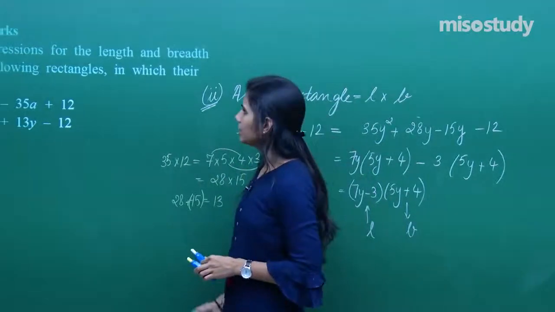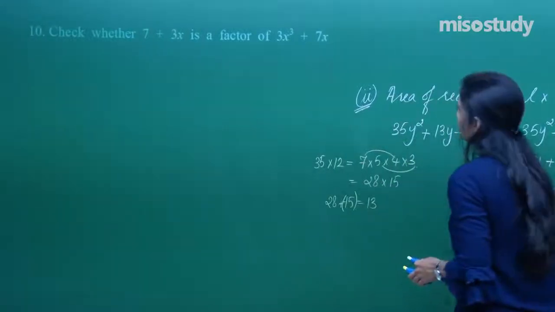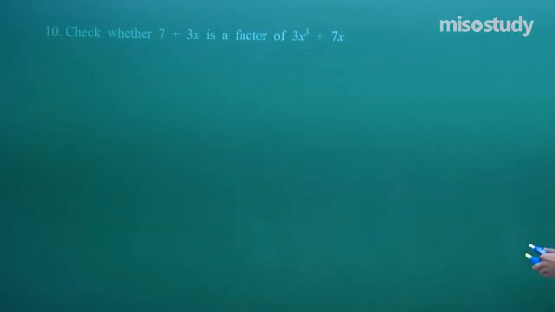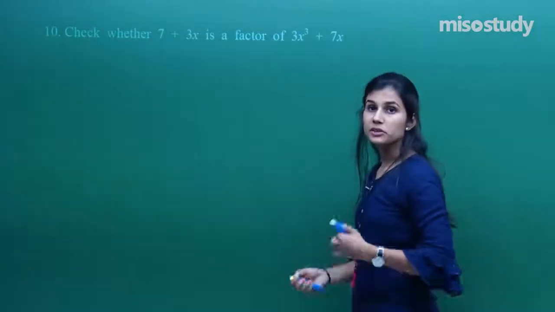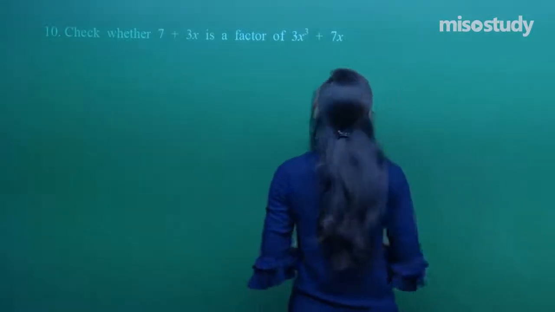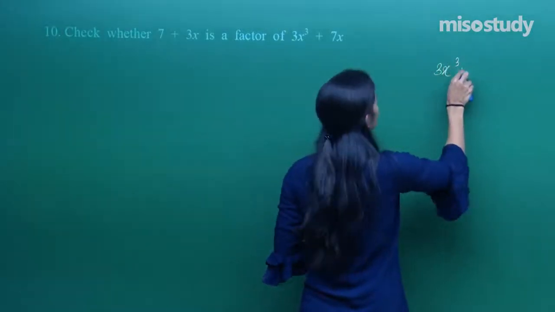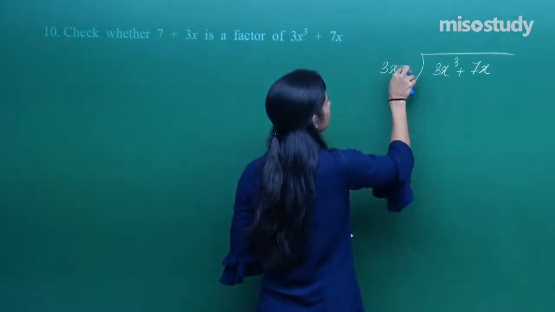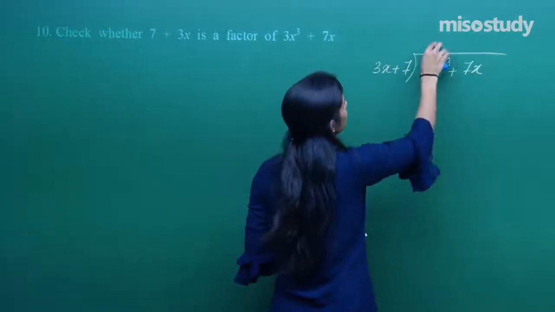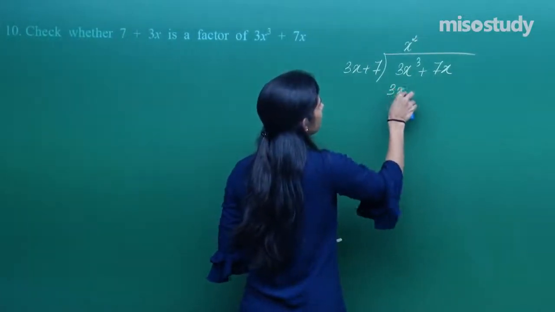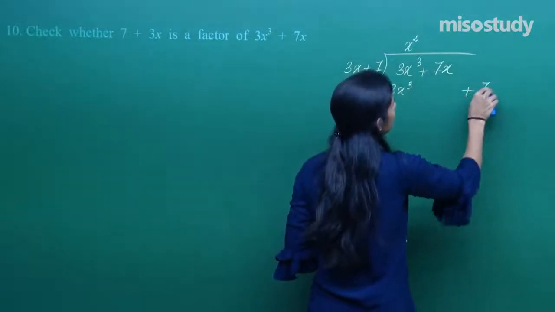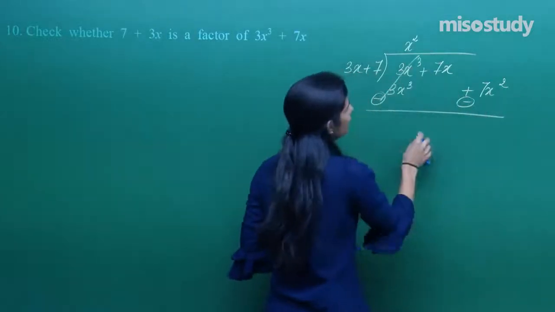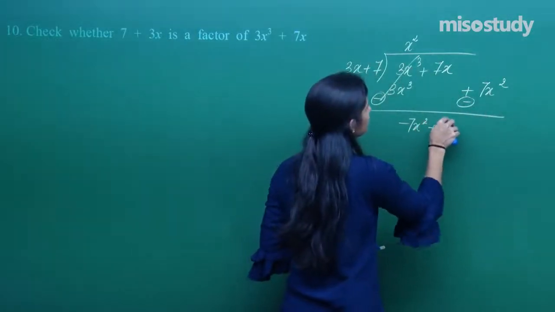Clear? Talking about the next question, check whether this is a factor of this polynomial or not. In order to see this, we will have to divide the polynomial by this 7 plus 3x expression and see whether the remainder comes out to be 0 or not. Let's begin. 3x cube plus 7x, let's divide it by 7 plus 3x or 3x plus 7. 3x into x square gives me 3x cube. This is 7x square, so I'll write it separately. This is minus, you have minus 7x square plus 7x.